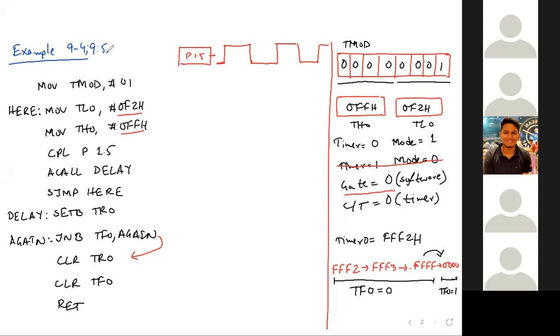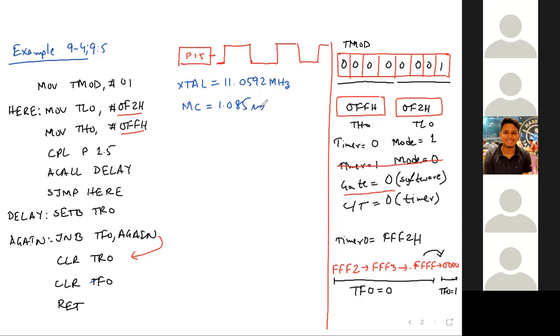Now the question is, how much is the time delay that we generated in this delay subroutine? When the question is like this, we need to have a few pieces of information, like the connected frequency. Say the connected frequency is 11.0592 megahertz. If this is the frequency, can anyone tell me what is the time period for one machine cycle? 1.085 microsecond. Right, 1.085 microsecond.